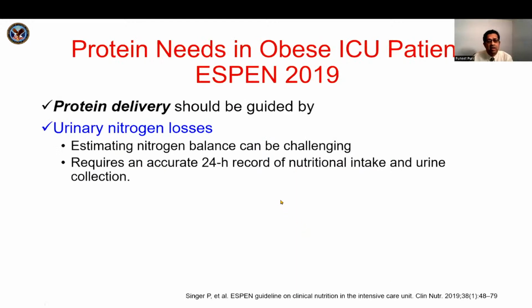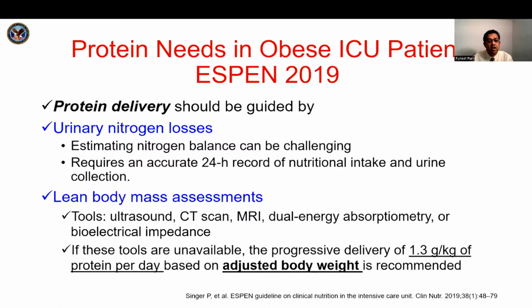So the protein needs in obese ICU patients, per the European Society guidelines, should be guided by urinary nitrogen losses. And it is difficult to quantify that. It will also require an accurate 24-hour recording of nutritional intake and urine collection. For lean body mass assessment, there are a variety of tools available, but in the given setting, when patients are in critical condition in the ICU, a lot of these may not be easily available. However, some may be routinely performed for other purposes, like CT scan, MRI, or ultrasound, which can be done at bedside.